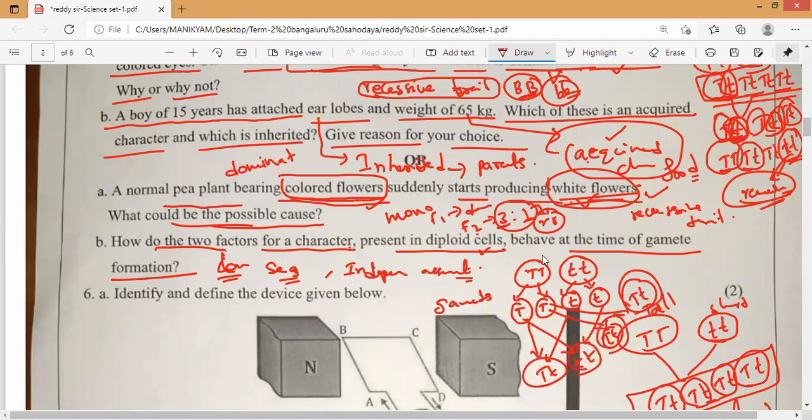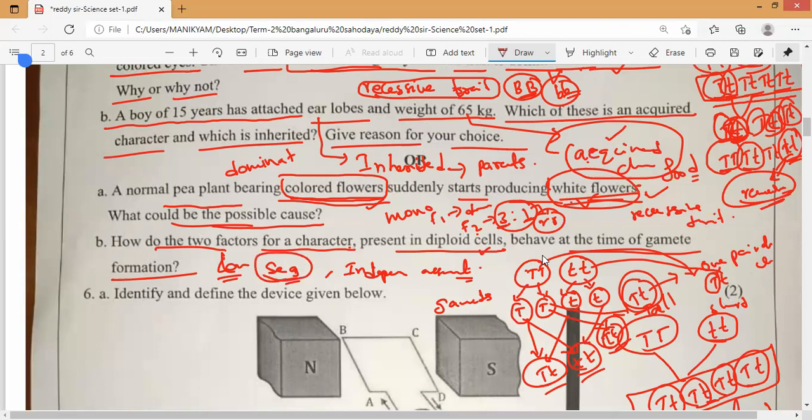So let it be whatever it is. Now you tell me, this is one pair of character. In one pair of character, capital T and small t, only one factor is coming from one parent and another factor is coming from the other parent. So what is this law? Individual gamete formation, we can say this is called the law of segregation.